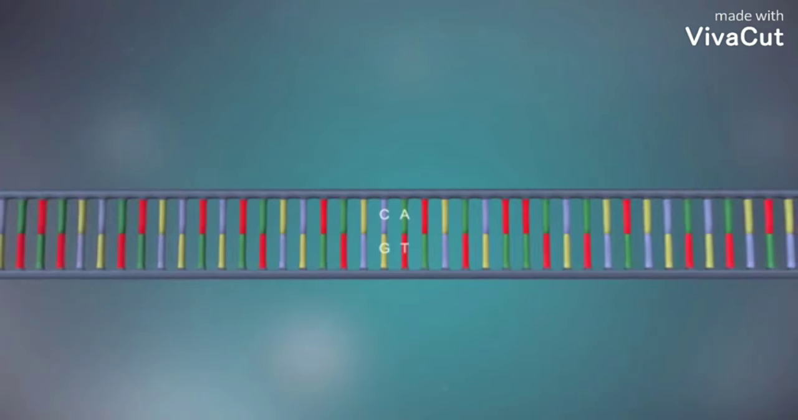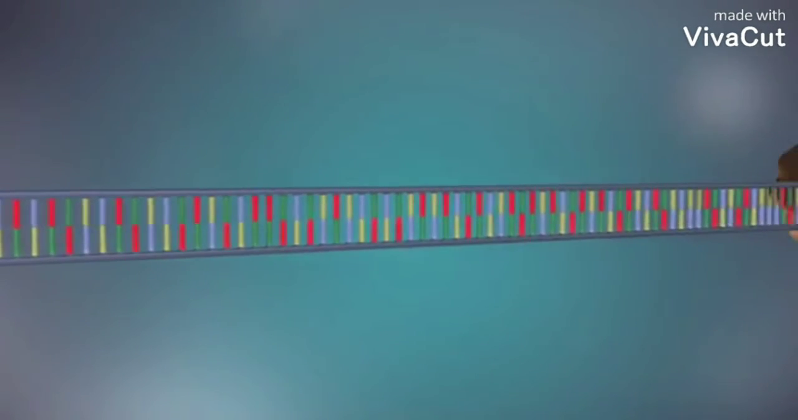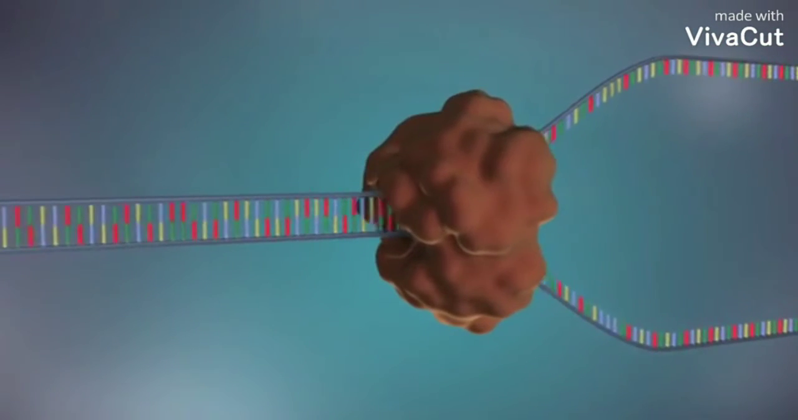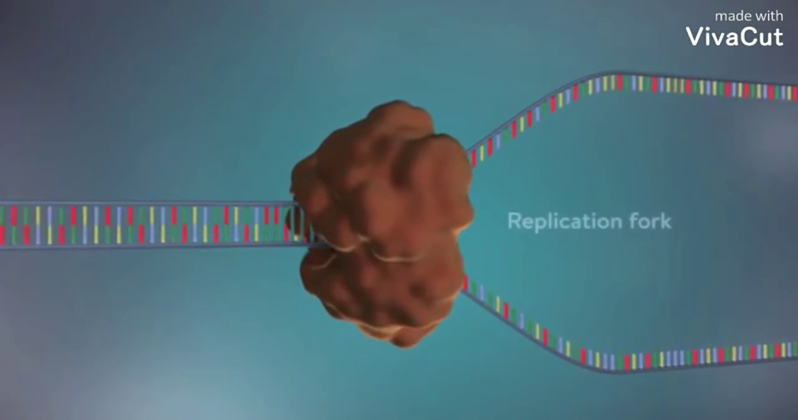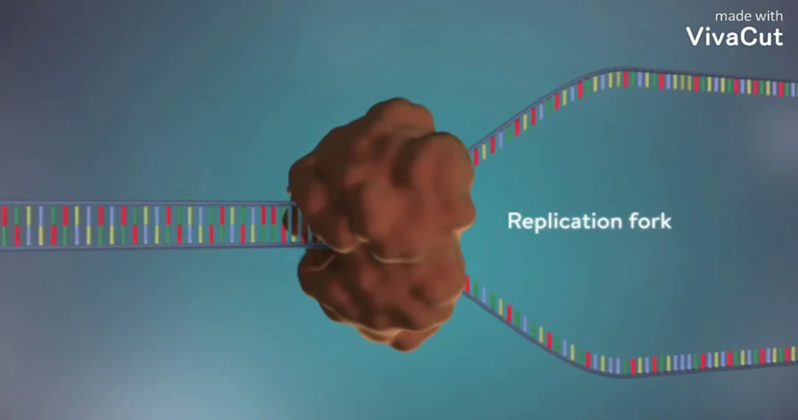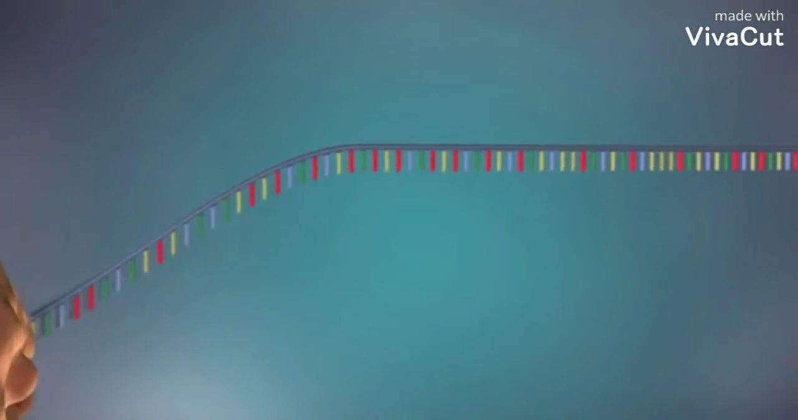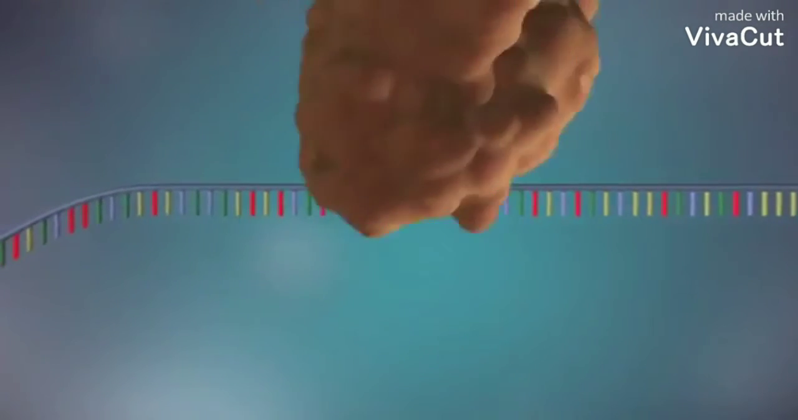There may be more than one origin of replication in eukaryotic DNA. The unzipping of the two strands is done by an enzyme called helicase. Once the two strands open, it forms a Y-shaped replication fork. The two opened strands act as templates for the formation of new strands.